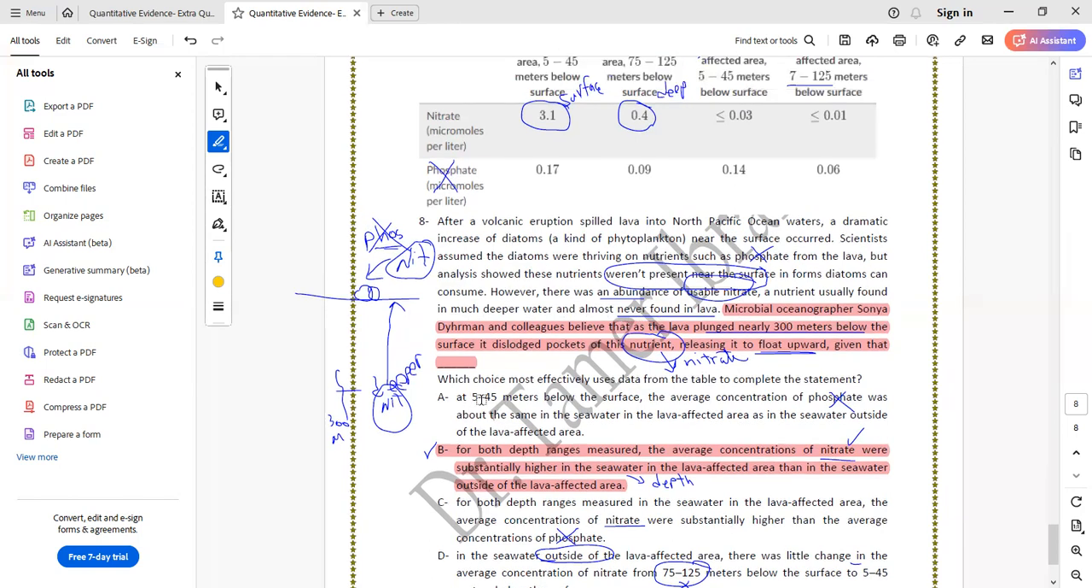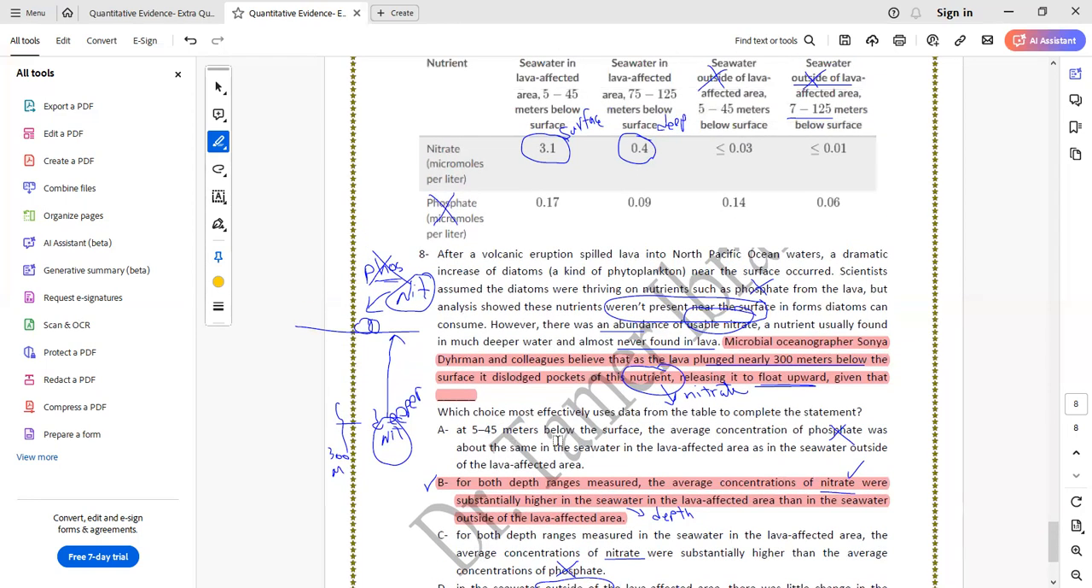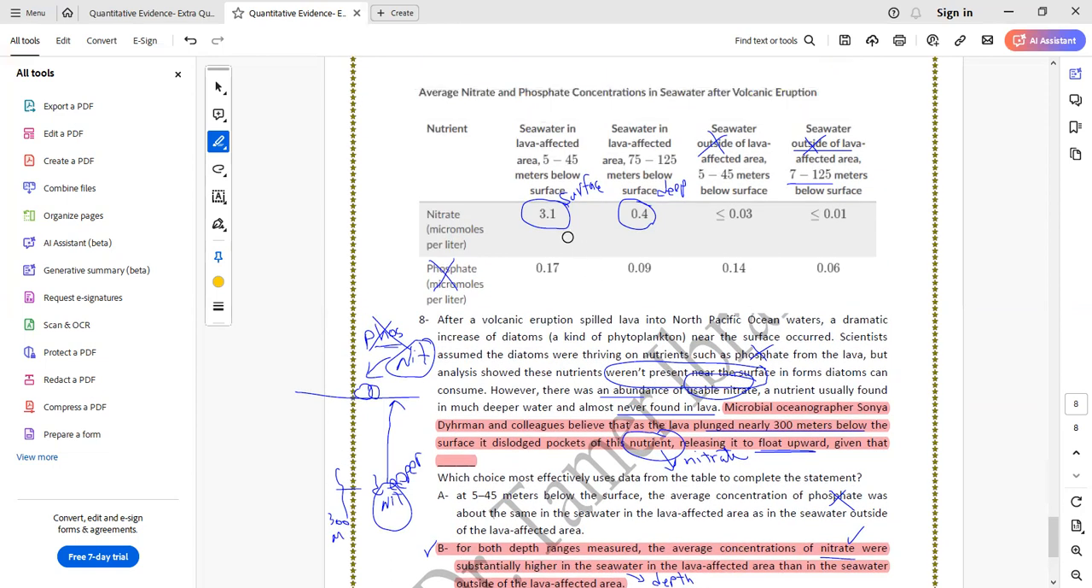So at 5 to 45 meters below the surface, the average concentration of phosphate. I don't care about phosphate. I do care about nitrate. Let's look at B. For both depths range measured, the average concentration of nitrate were substantially higher in the seawater in the lava affected area. Yes, because the lava will dislodge them.